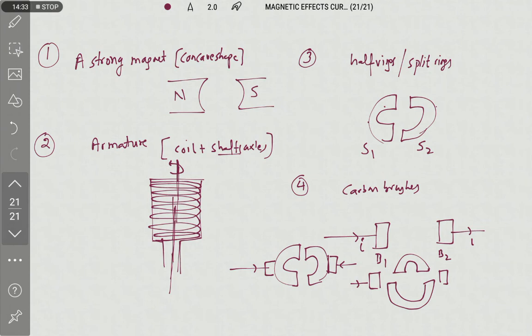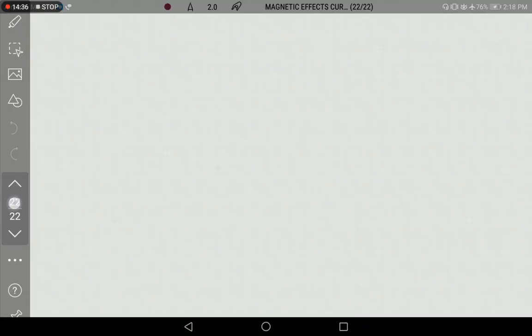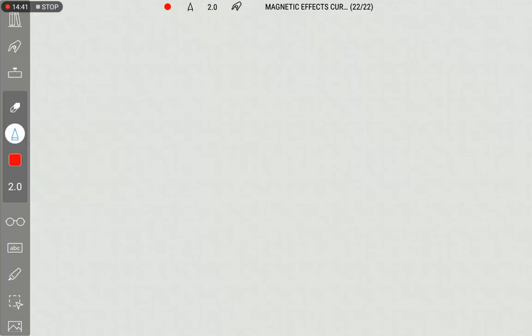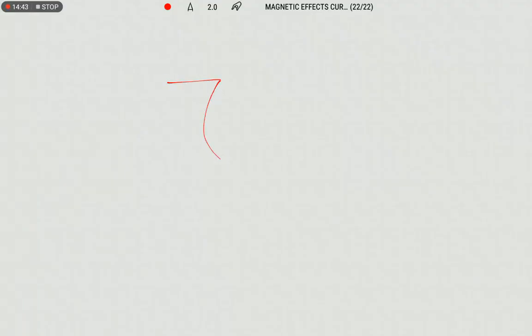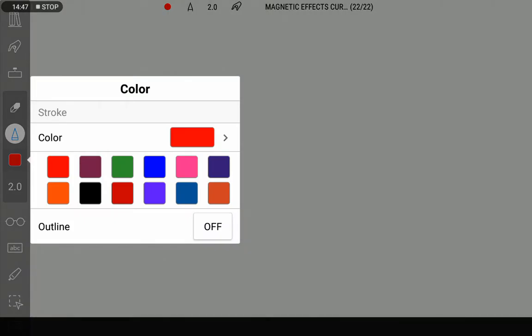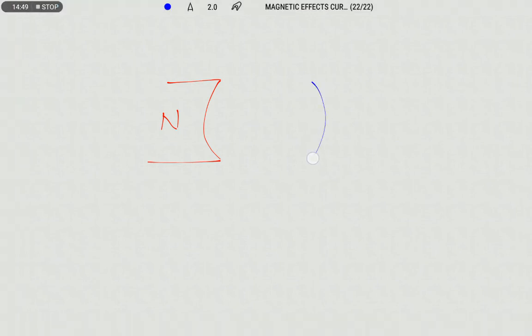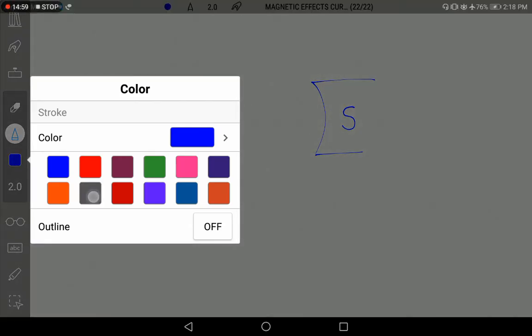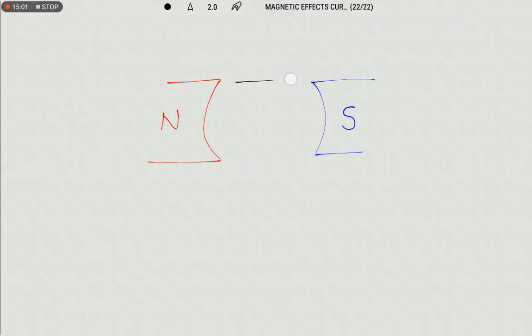the electric motor. So first we need a strong magnet. The strong magnet has what kind of poles? Concave shaped poles. So one is the north pole and the other is the south pole. So what kind of poles are these? Concave shaped poles. So within the poles of the magnet, we are going to place the coil.